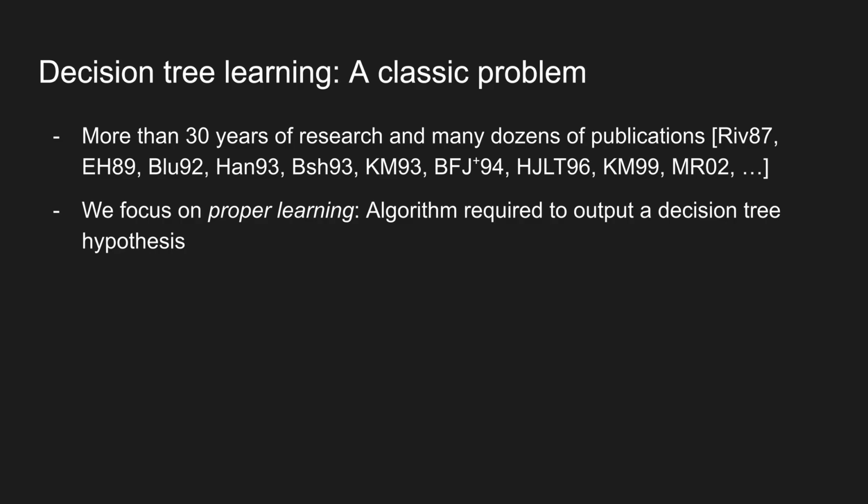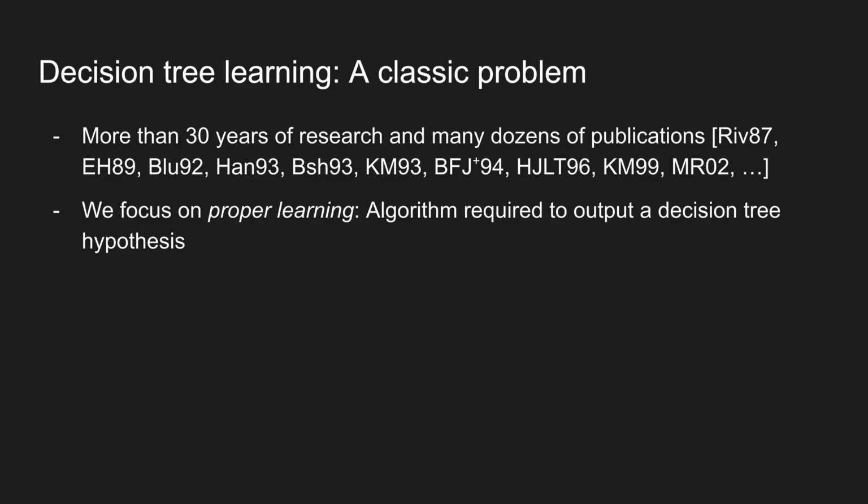Okay, so this is a really classic problem. I've included just a smattering of citations here, but there's been more than 30 years of research and many dozens of publications on this problem and variants of it. One particular variant that will be important for us is this notion of proper learning. If you consider non-proper learning, we might assume our data comes from a decision tree, but then we don't actually have to output a hypothesis that is itself a decision tree. We just have to output some function that well approximates the function that our data set came from. In proper learning, we actually require the output of our algorithm to itself be a decision tree.